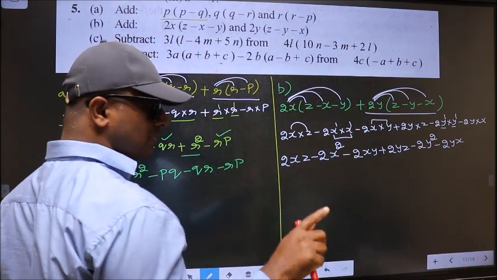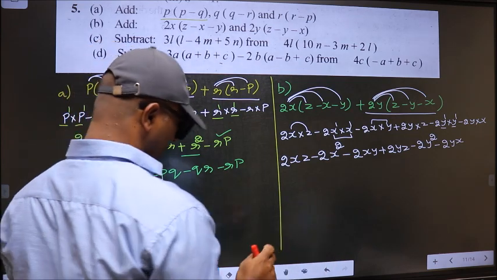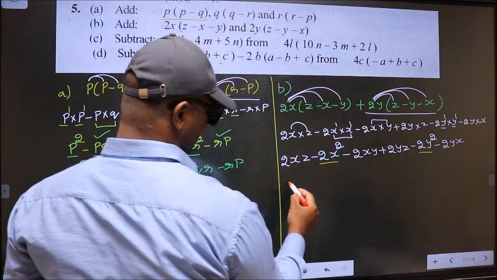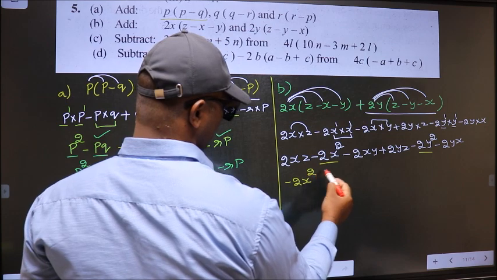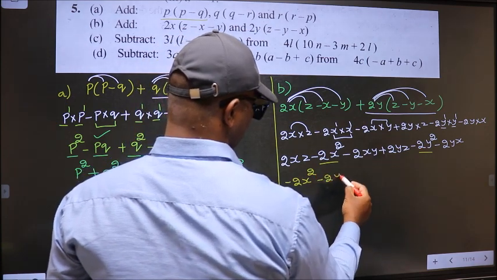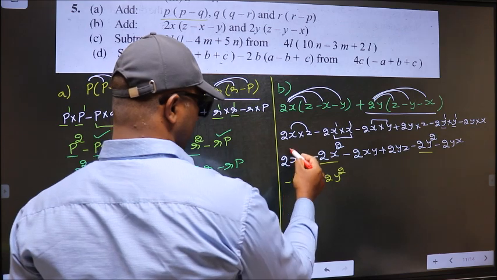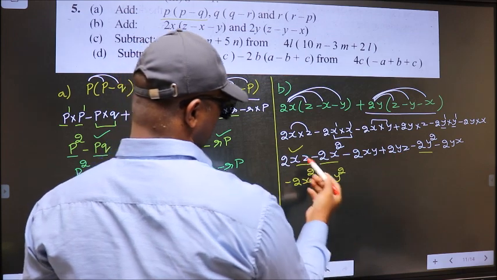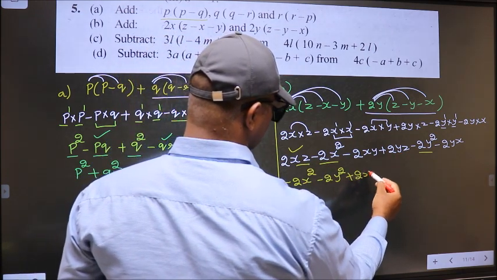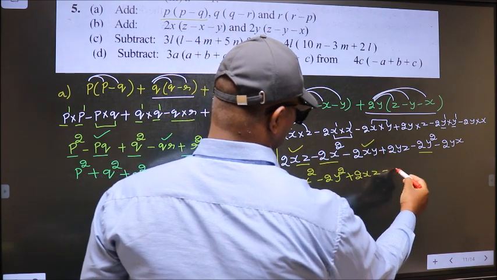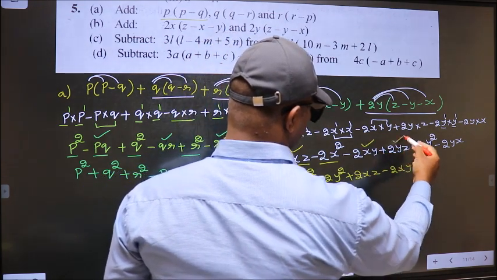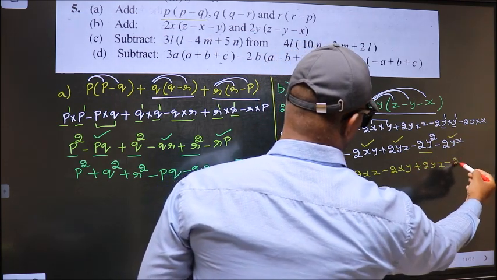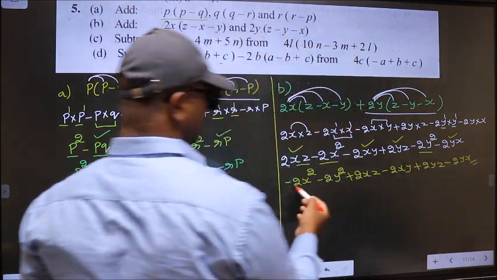Now, first we should write the square term, and the square terms are these. So that is minus 2x square and then minus 2y square. Now let us write this xz term. Do we have anywhere else xz term? No. So let us write this, plus 2xz. Next this one, minus 2xy. Next yz term. Next finally at last, minus 2yx. So this is our answer.